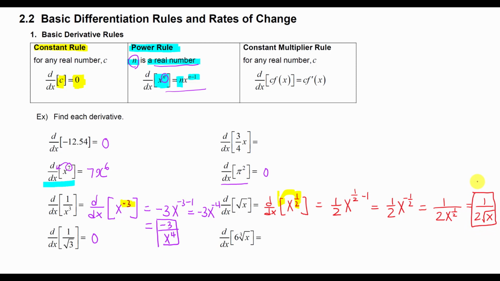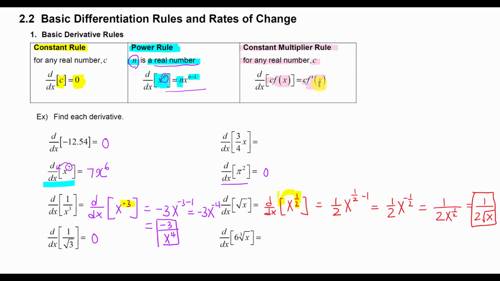All right, now the third rule is the constant multiple rule. Let c be any real number. For the derivative of a constant multiple times a function, you can just leave the constant in the front, take the derivative of your function, and multiply by it afterwards.